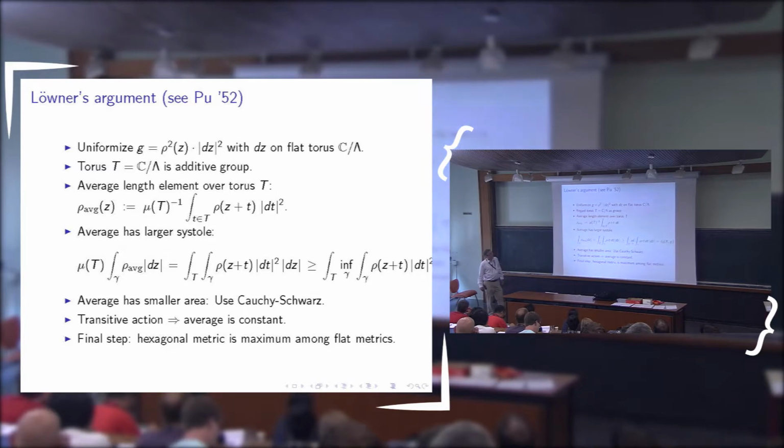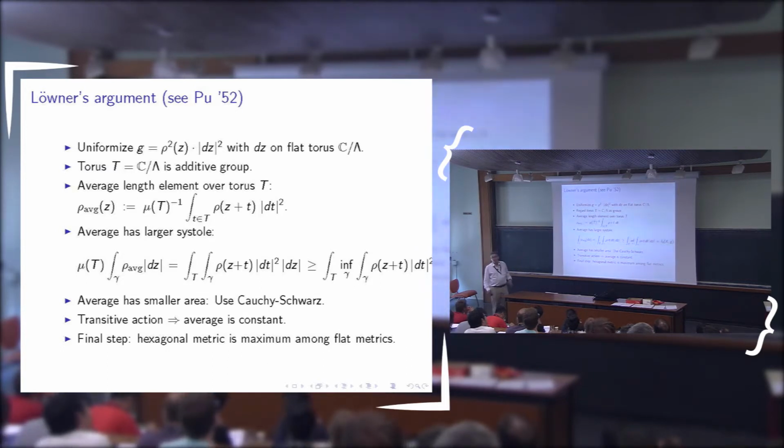And it also shows what goes wrong in higher genus, this proof. So it's not so bad. So let's take a metric g, a Riemannian metric on a flat torus. We can uniformize, meaning we can write it locally as rho squared times dz squared, where dz is the natural holomorphic 1-form on a flat torus C modulo lambda. Lambda is the lattice.